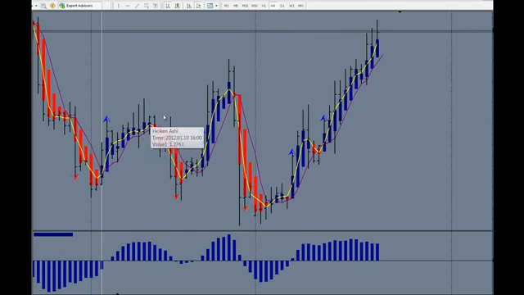So the point is, go to a larger time frame, find when the momentum's going in a certain direction, and then time your entry going on a shorter time frame. Hope this was of help to you in learning how to find a trend and how to trade a trend.